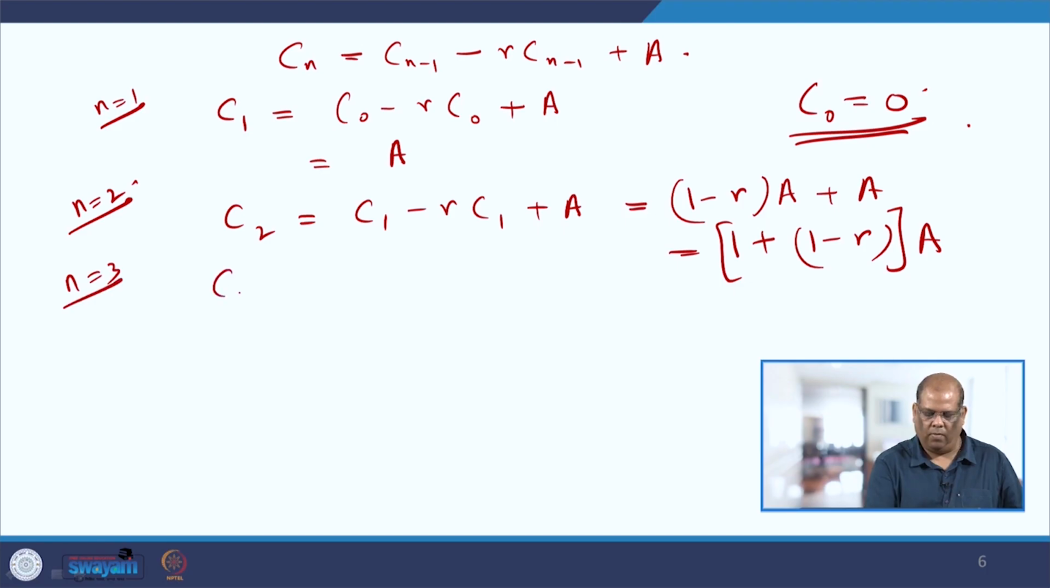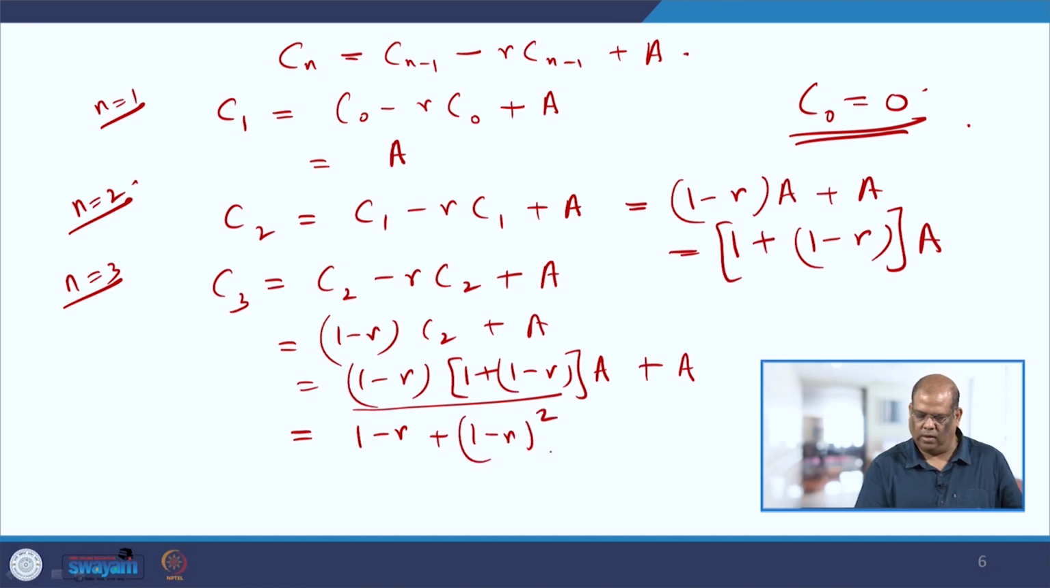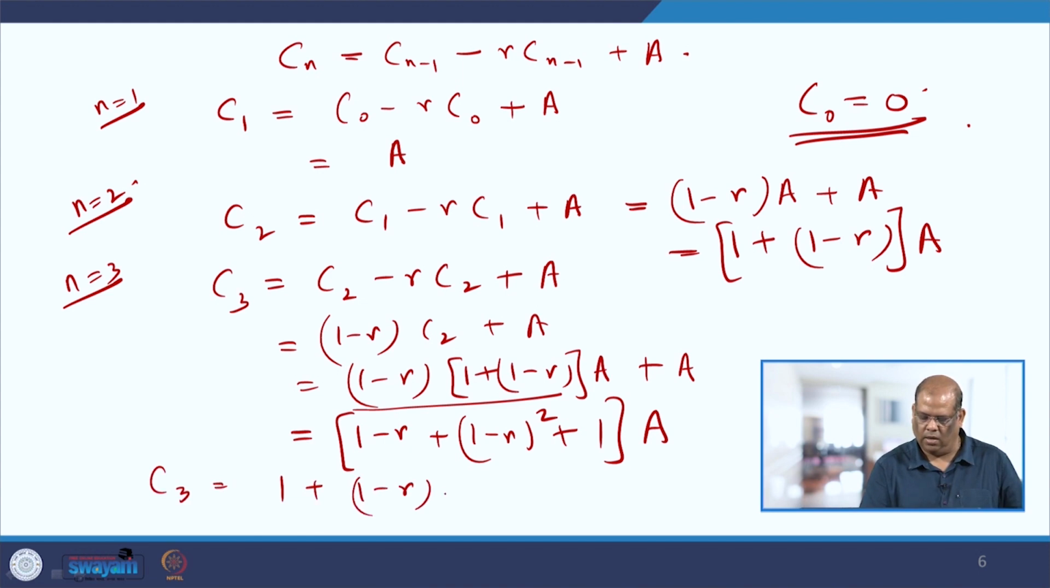Similarly, C3, by putting n equal to 3, is C2 minus R times C2 plus A. So, 1 minus R times C2 plus A. 1 minus R times C2 is 1 plus 1 minus R multiplied by A, plus A. So, I take this A common from this and multiply, I get 1 minus R plus 1 minus R square plus 1 multiplied by A. So, I can get C3 equal to 1 plus 1 minus R plus 1 minus R whole square, whole multiplied by A.